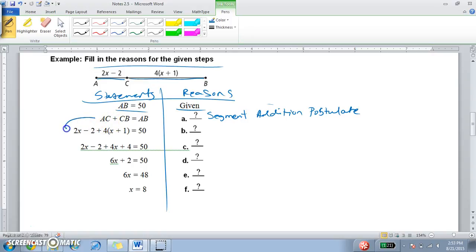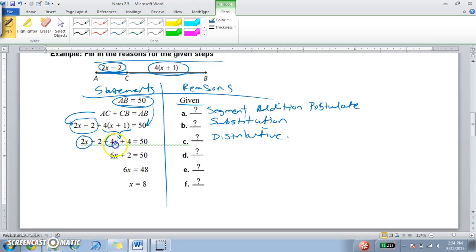Next, I went from here to here. Well, if I look at my diagram, it tells me that AC equals 2x minus 2, and CB equals 4x plus 1, and I was given that AB is 50. So what I'm doing here is I'm just substituting those values in for these segments or these lengths. So this is substitution, because I'm substituting those values in. Next, what happened? Only thing that changed is I went from this to this. So that is the distributive property, which hopefully you know from algebra as well.